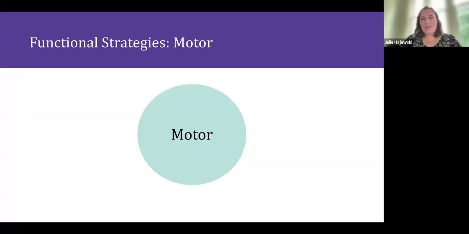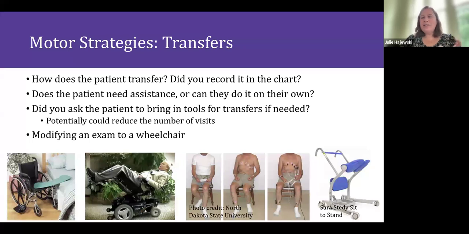Moving into functional strategies. This is a really important one just for basic physical disabilities, and I don't think anybody teaches it or talks about it. If I'm going to bring someone into the clinic and they live in a wheelchair during the day, and I need to look at a sore on their sacral area of their butt, how are we going to do that in the clinic? Okay. So learning about how someone transfers, making sure that we have things available, making sure, hey, asking them to bring along their tools to transfer or modify an exam to a wheelchair.